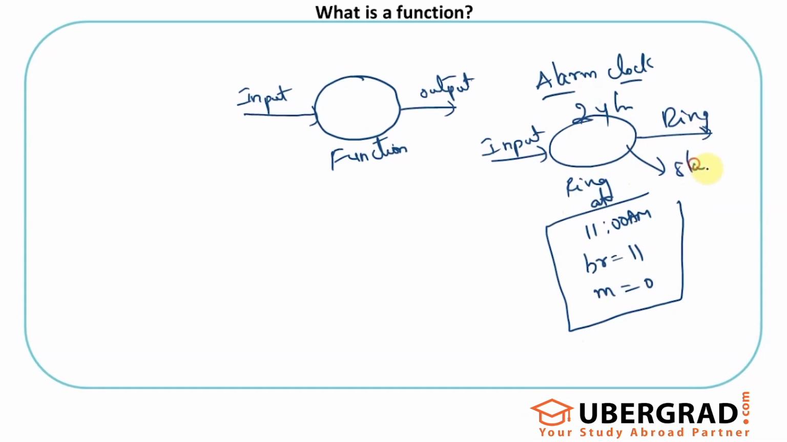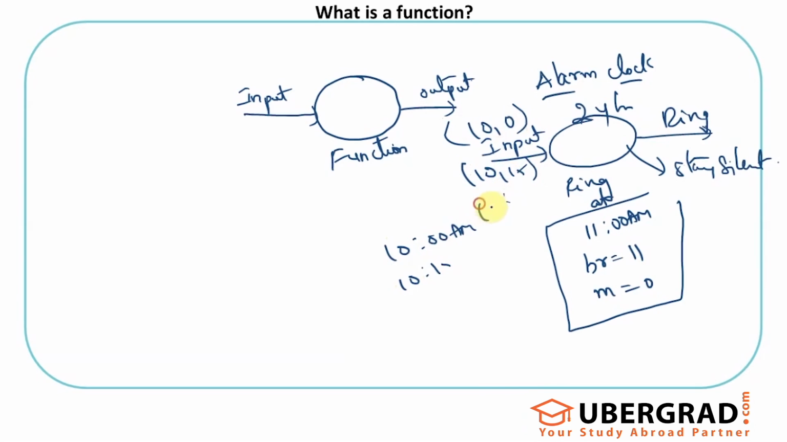Otherwise, stay silent. It has two choices. The input keeps going. Let's say the time is 10 a.m. now, it will take input as 10 and 0, that's hour and minute. At 10:15 it will take input as 10 and 15, and so on. Suddenly it's 11 a.m., so it takes input as 11 and 0. It looks at the algorithm: hour is 11 and minute is 0, now I need to ring. Till that point it stays silent. That is how things work: take input, have a definition for the function of what to do with the input, and according to that give the output.